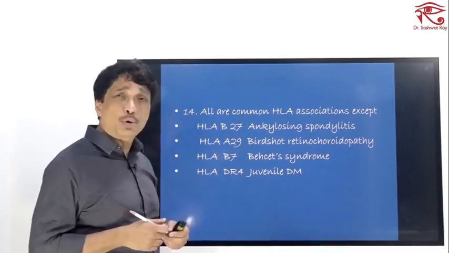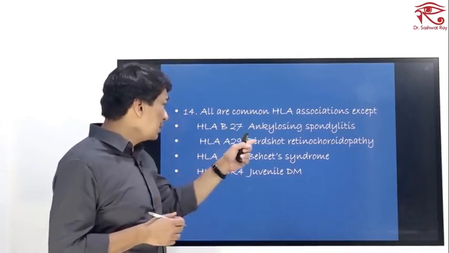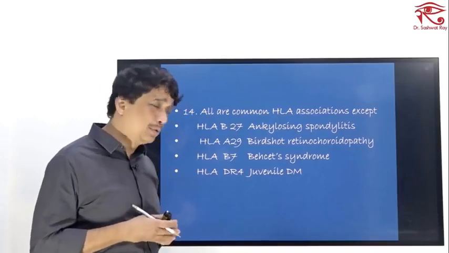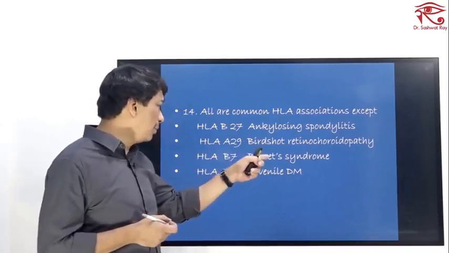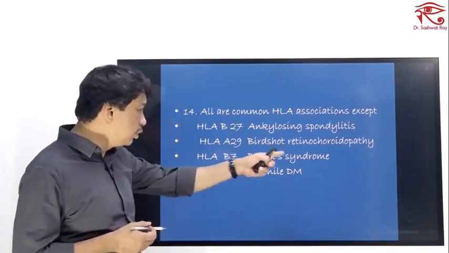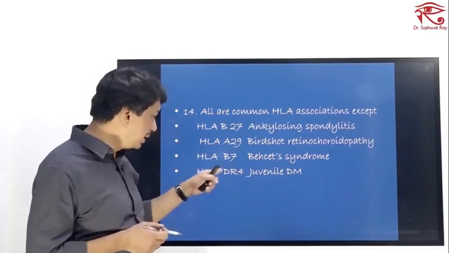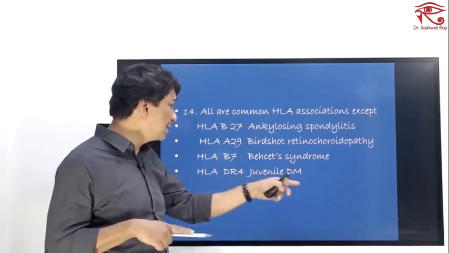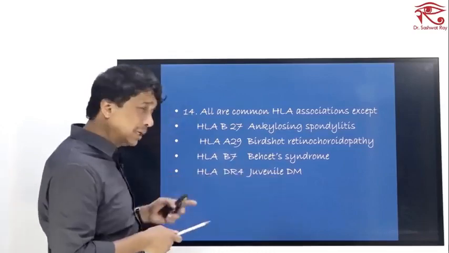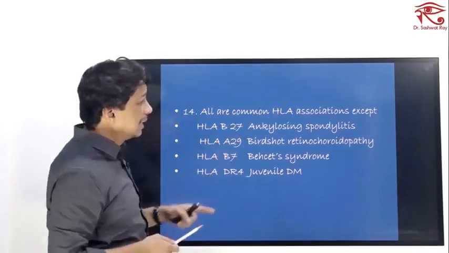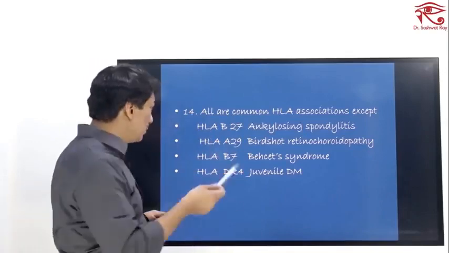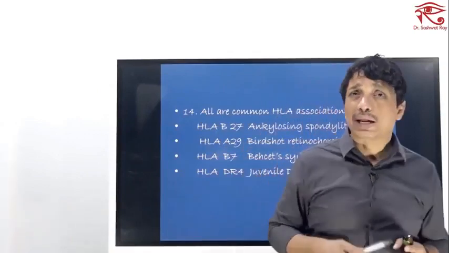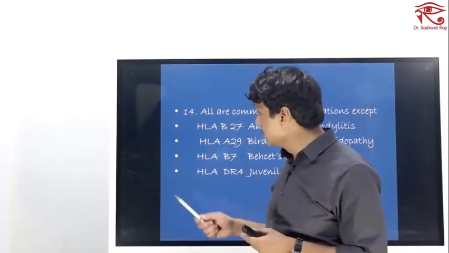HLA-B27 is Behçet syndrome? No, dear me, no. Behçet syndrome is typically seen with HLA-B51, and that is why the answer is wrong. And HLA-DR4 is juvenile diabetes mellitus. That's correct. And remember, DR you can memorize as diabetic retinopathy. So juvenile diabetes mellitus is linked with HLA-DR4. That is correct. So the only one incorrect, and that's what the question is asking, the except, happens to be C, which is not HLA-B27 with Behçet's, but HLA-B51. Answer is C.